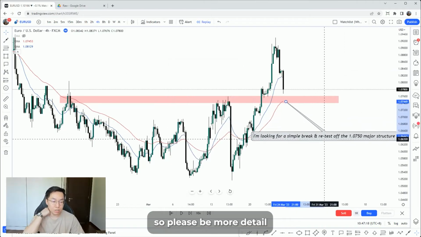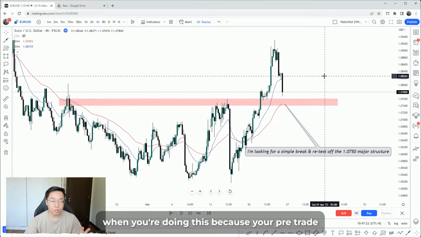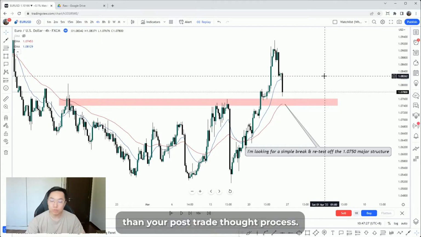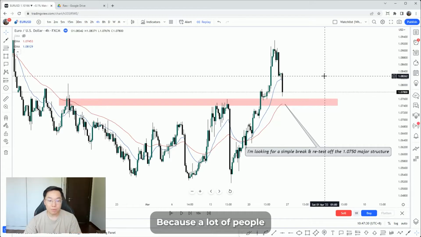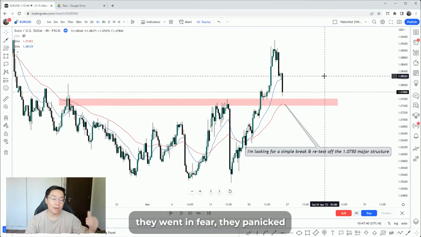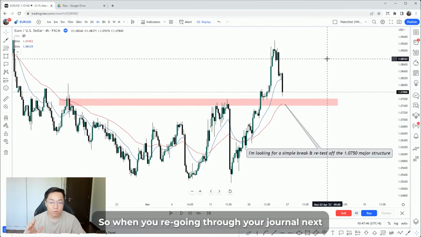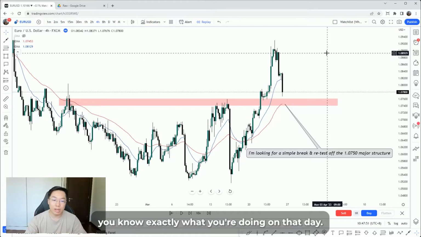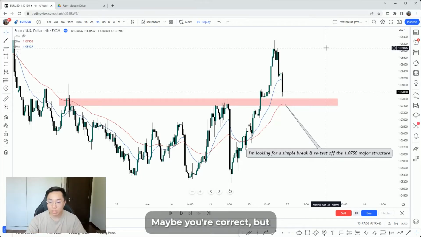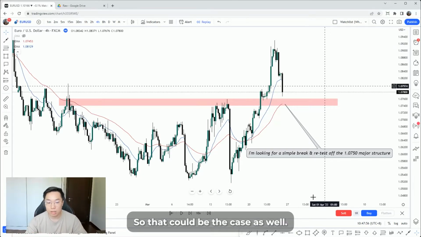So please be more detailed when you're doing this, because your pre-trade thought process is much more important than your post-trade thought process. A lot of people have a proper thesis, a proper analysis, but when it comes to execution, they just can't execute the trade. They hesitated, they were in fear, they panicked, so they can't do it. So you have to make sure you write down your pre-trade thought process. So when you are going through your journal in the future, going to the past, you know exactly what you were doing on that day. Maybe you're correct, but you did not execute your plan. That could be the case as well.